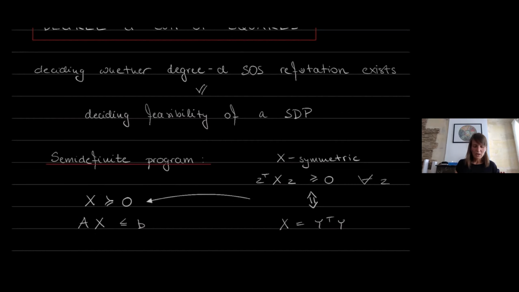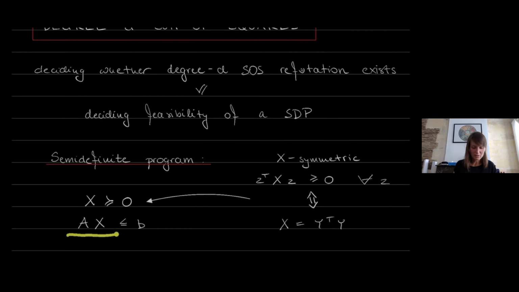Well, in an SDP, you have a matrix of variables, which you require to be positive semi-definite, which means that it has to be symmetric, and for any vector Z, it has to satisfy this inequality. Or equivalently, X is positive semi-definite if it's a product of two matrices of this form. So we require this matrix of variables to be positive semi-definite.